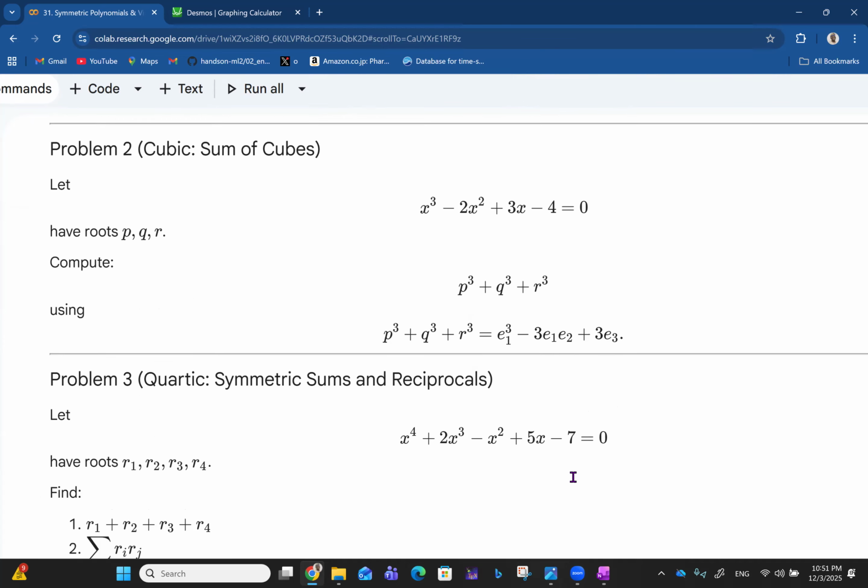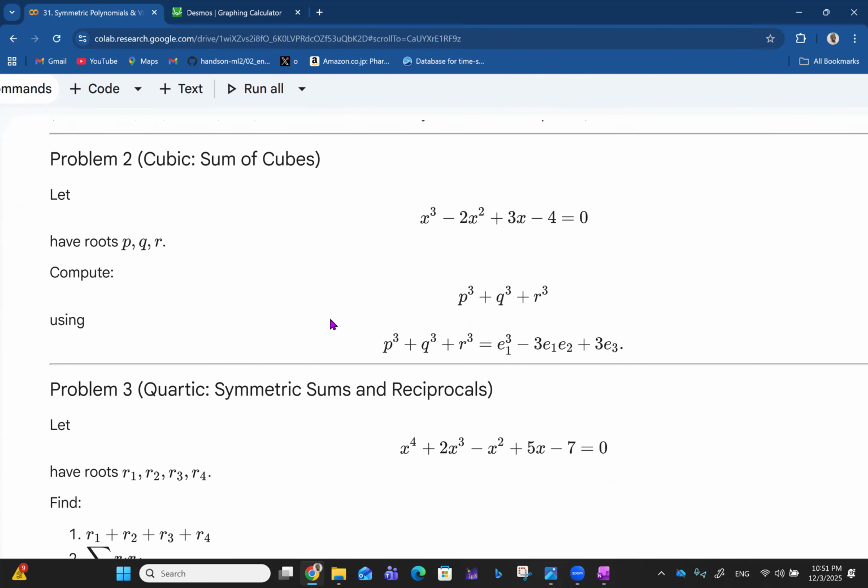But before I do that, let's look at the second question. Let x cubed minus 2x squared plus 3x minus 4 be 0 have roots P, Q, R. So you have P cubed, Q cubed, R cubed. We need to compute this. We have been given a simple way. All you need to do is identify E1, which is 2, that's minus minus 2. E2 is simply 3, and E3 is minus minus 4, which is 4. So you have 2, 3, 4.